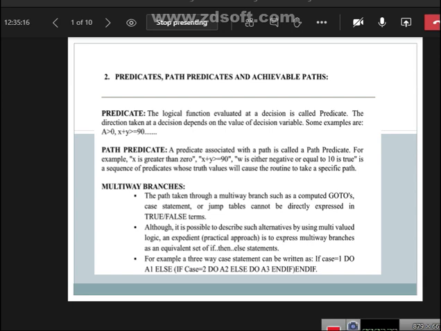If you observe this, if A is greater than 0, we go for one statement. If it is less than 0, we go for another statement. Based upon that expression, we take the decision. Whatever decision it gives, we take that direction.